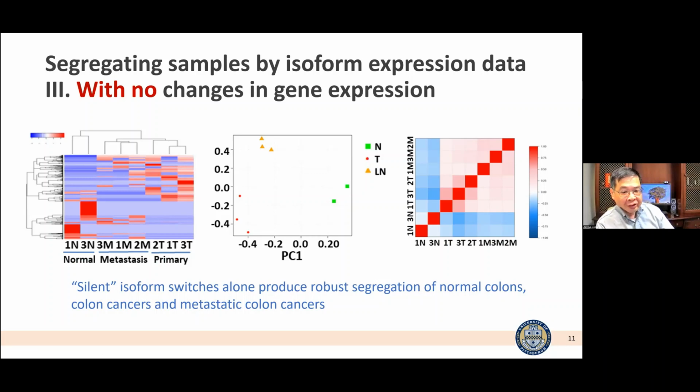So based on this, we concluded that the silent isoform switch alone produces a robust segregation of normal, colon cancer, and metastatic cancer samples. Quite contrary to contemporary thinking that gene expression is the most dominant, most important thing to classify cancers, it is the isoform that is the best, based on this analysis.